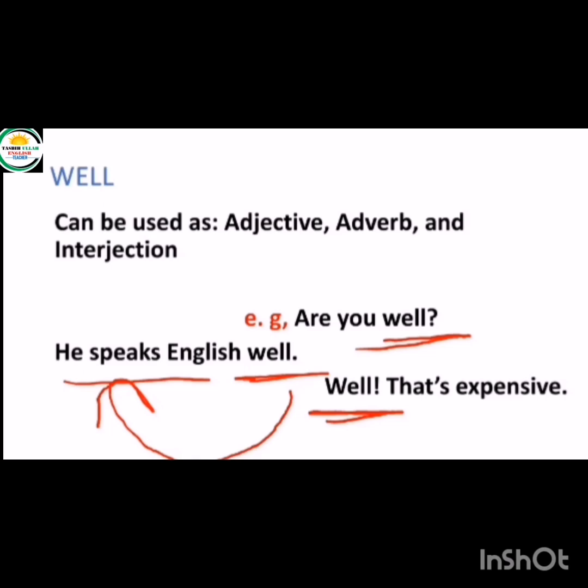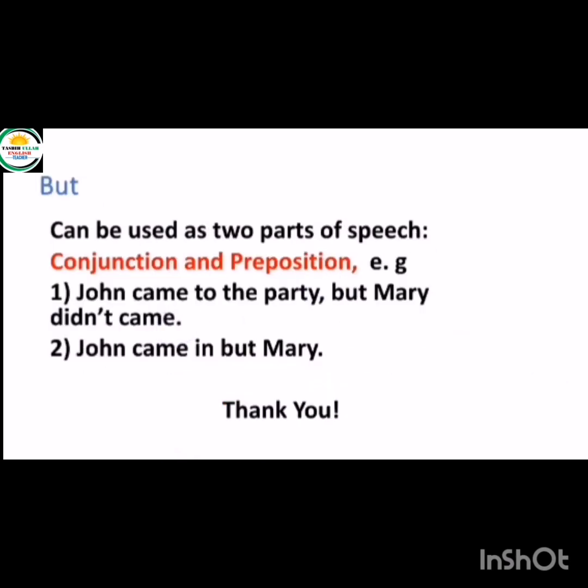Okay: well, that's expensive. And similarly, but can be used as two parts of speech, conjunction or preposition, according to its position or circumstances in a sentence. Look at the examples below. The first example: John came to the party but Mary did not come. So here but performs the job of a conjunction because it connects the two clauses of the sentence. Now here but works as a conjunction.